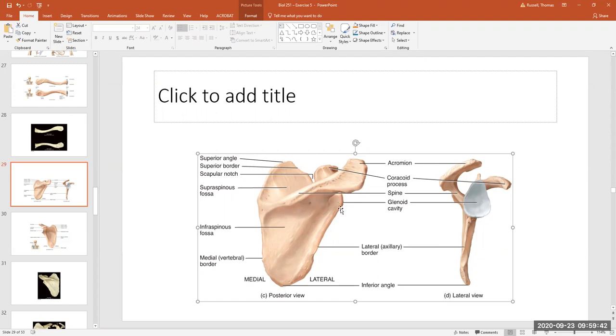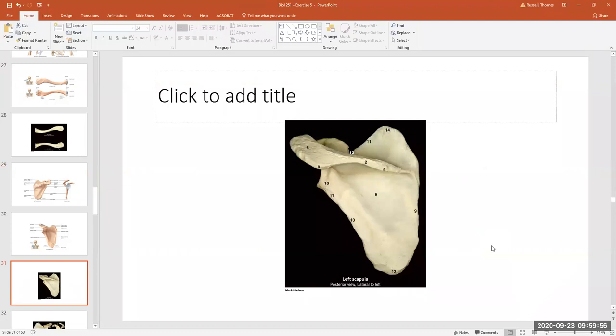And this side has to face laterally. So I can't slide this bone over to the left, because then the glenoid cavity would be facing the middle part of the body. So let me show you a left one. Here's a left scapula. This is a posterior view of the scapula. Here's the spine of the scapula. So I know that's posterior. Here's the acromion, the flat extension off of the spine, right? So I know this is lateral because the acromion is on the lateral side of the bone. The glenoid fossa or cavity, which is this indented area here, is on the lateral side of the bone.